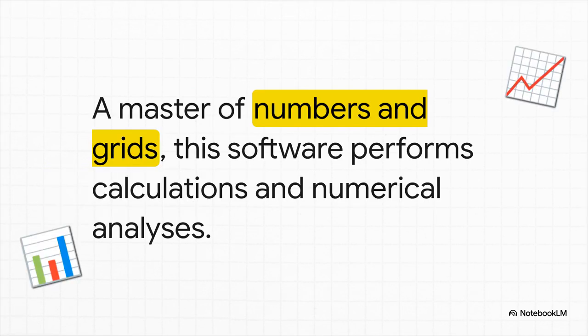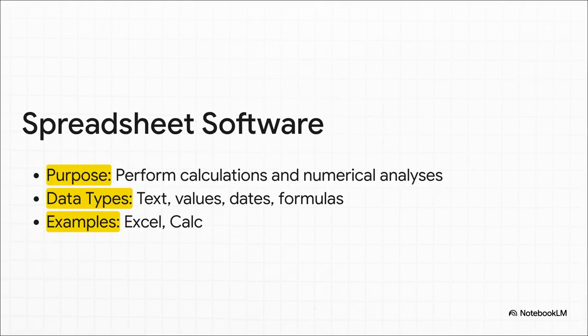Next, let's talk about the master of numbers, the king of the grid, spreadsheet software. Its basic job is to do calculations, but its real power is in helping us see patterns in a whole mess of data. And that's the real magic of something like Excel, isn't it? You can use it for a simple personal budget, or you can use it to track a company's massive inventory. It takes a jumble of raw numbers and turns them into actual, useful insights.